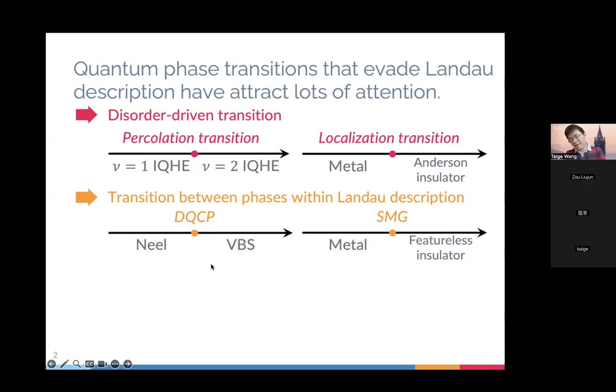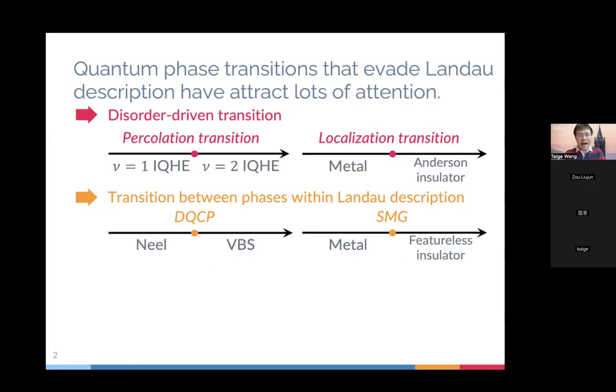Another example would be the symmetric mass generation. People discuss how to obtain a transition from a metal to a featureless insulator. The two sides are perfectly well within Landau, but there are no good order parameters that distinguish the two and allow you to write down Ginzburg-Landau theory.